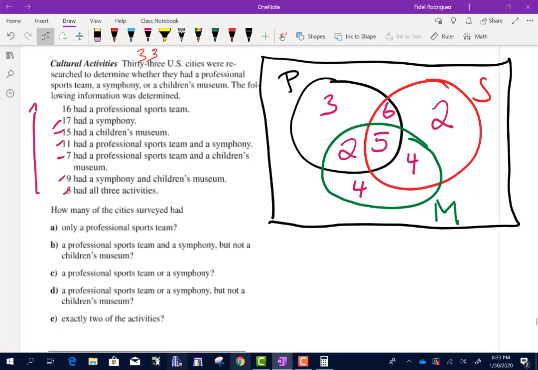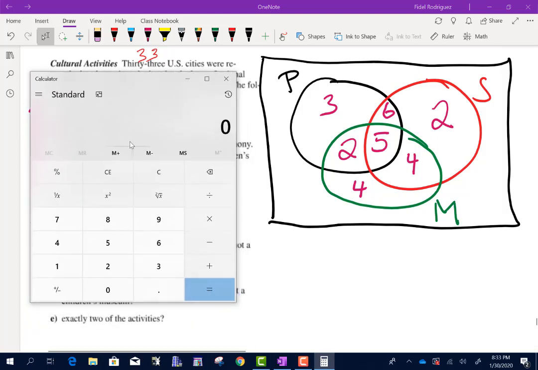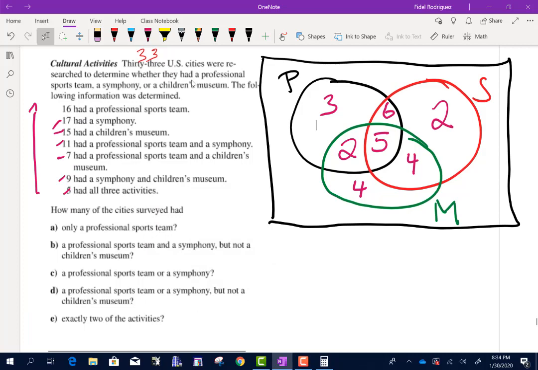Okay. Now, the next thing I'm going to do, I'm going to add up all the numbers inside that circle. Okay. So let's go 3 plus 6 plus 5 plus 2 plus 4 plus another 4 plus 2. That gives me 26, right? The total was 33. So 33 minus 26 is going to give me 7, okay? So again, the number on the outside over here is going to be 7.